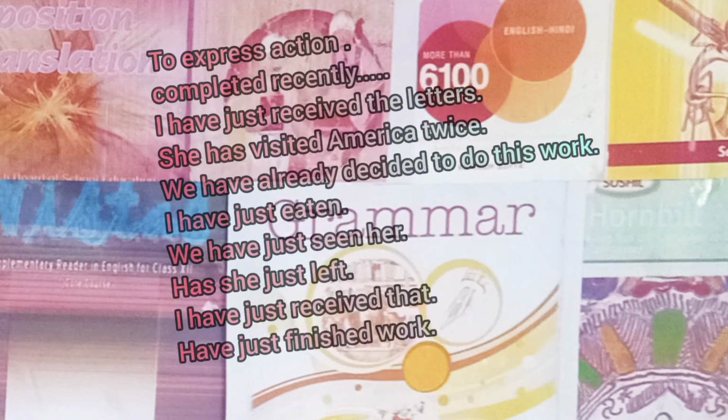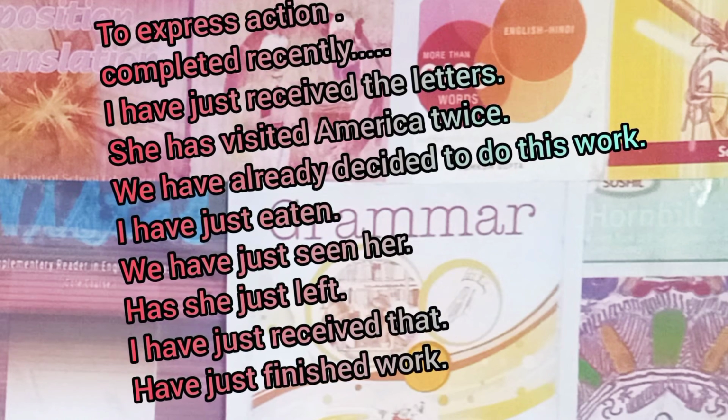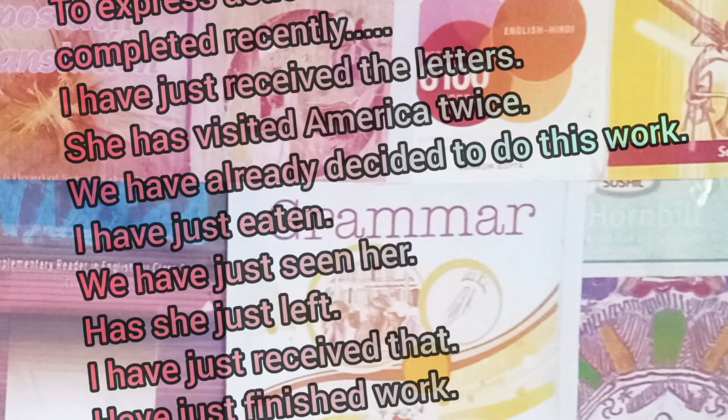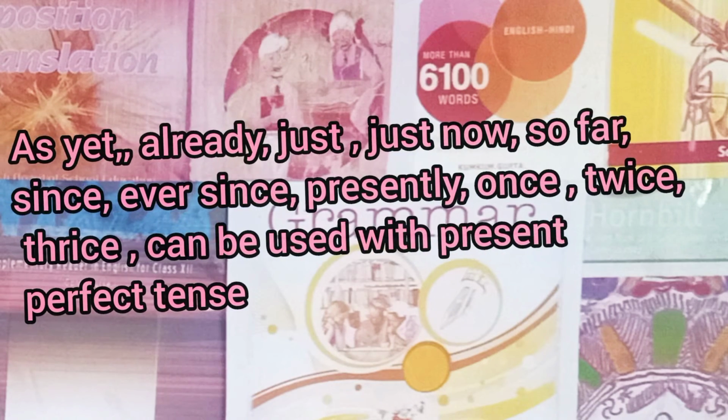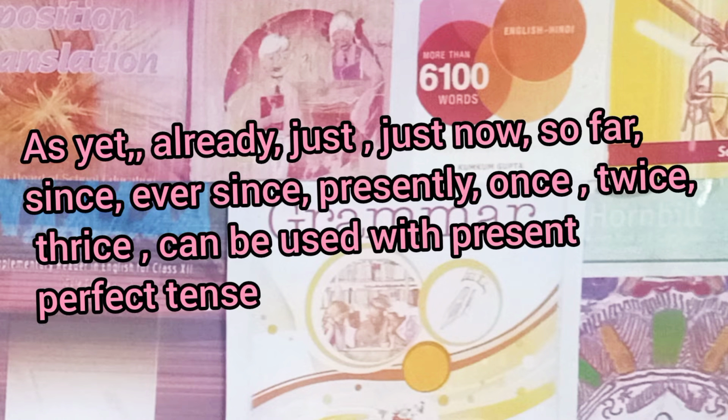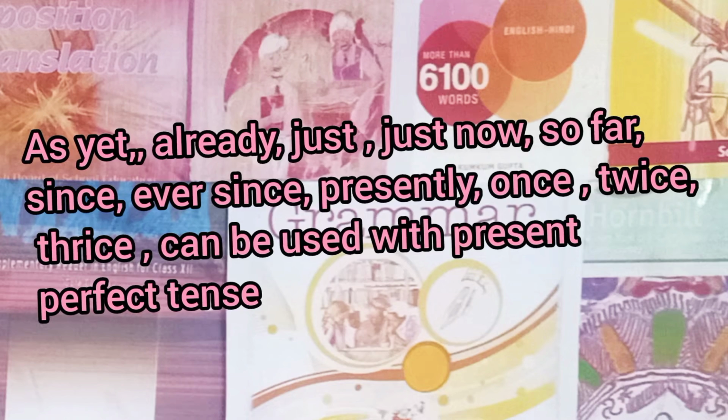We can express actions completed recently, like: I have just received the letters. She has visited America twice. We have already decided to do this work. I have just eaten. We have just seen her. Has she just left? Have you just finished work? Yet, as yet, already, just now, so far, since, ever since, presently, once, twice, thrice can be used with present perfect tense.